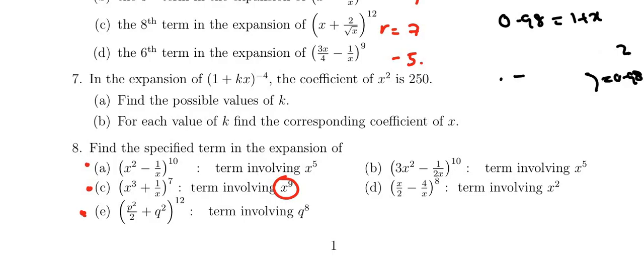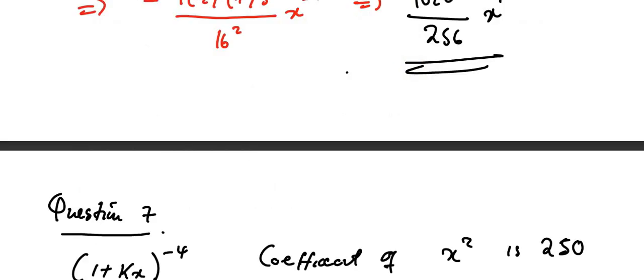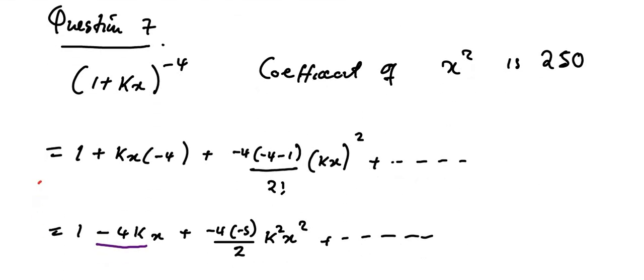So question 7, they are saying in the expansion of this series, the coefficient of x squared is 250. Find the possible values of k. So we're going to use the formula for the series expansion. This is what we got. Then they are saying the coefficient, what's in front of x squared, is supposed to be negative 250. It's the same thing as 250. So this whole thing, including the k, what's in front of the x squared.